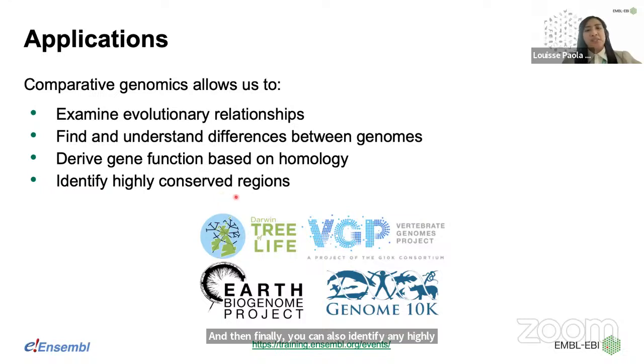And there are many different ongoing projects that generate sequencing data, for example, for researchers to do comparative genomic analyses on. One big sequencing project here in the UK is the Darwin Tree of Life, which is aiming to sequence all of the living organisms in Great Britain and Ireland.